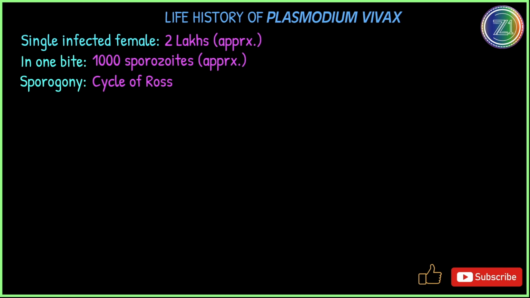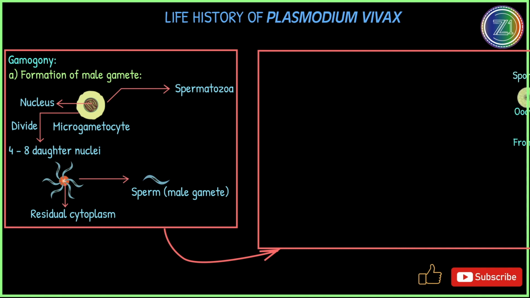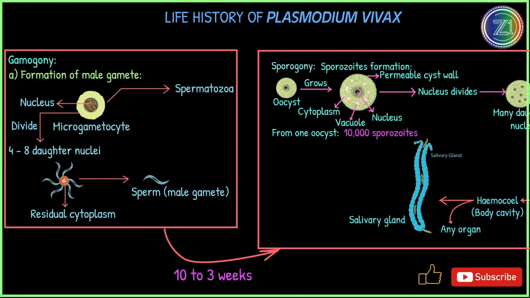Towards the end, I would just conclude that the entire development of the parasite inside the mosquito starts once the male gametocytes have freed themselves from the corpuscle. From there up to the stage where the sporozoites are released into the hemocoel, it is taking around 10 to 3 weeks. So the time taken for the entire development of the parasite in the mosquito is 10 to 3 weeks. Again, it is dependent on the temperature.